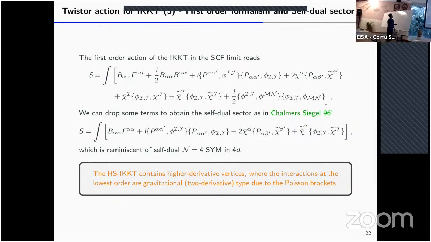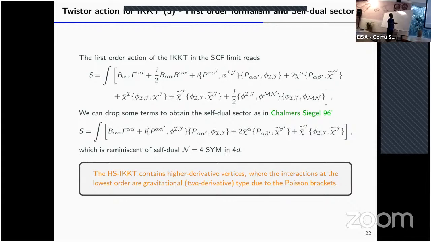Following the work of Chalmers and Siegel, we also drop some terms in this action and obtain what we call the self-dual sector of the IKKT matrix model, under the requirement that this action is still gauge invariant. This action is reminiscent of the self-dual N=4 super Yang-Mills in four dimensions studied by Chalmers and Siegel in '96.